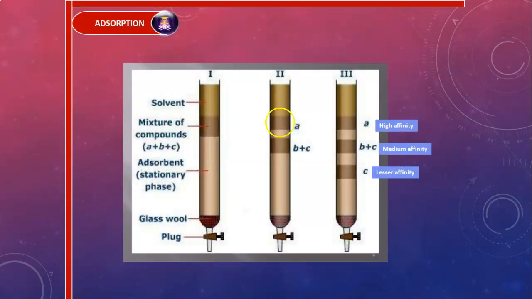Okay, we look at the illustration: A has high affinity toward the stationary phase. That's why it is located at the top. And C is separated first because it has less affinity toward the stationary phase.